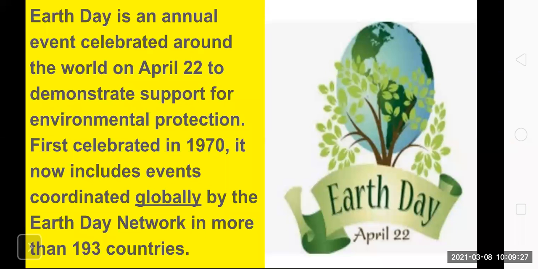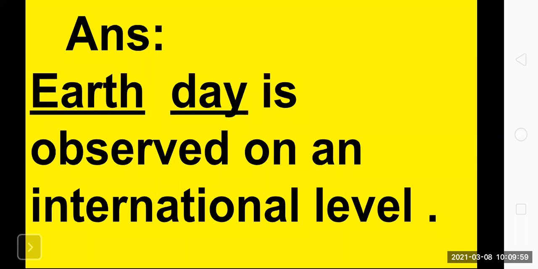But Earth Day is an annual event celebrated around the world on April 22 to demonstrate support for environmental protection, first celebrated in 1970. It now includes events coordinated globally by the Earth Day Network in more than 193 countries. It means 22 April is celebrated as Earth Day. So it is at an international level. So the answer is Earth Day is observed at an international level.